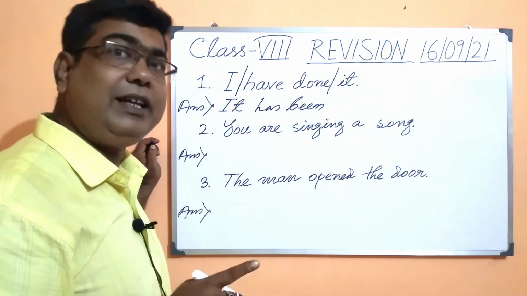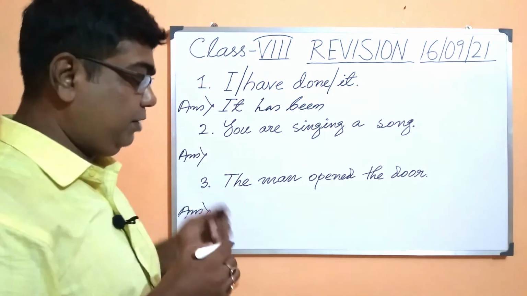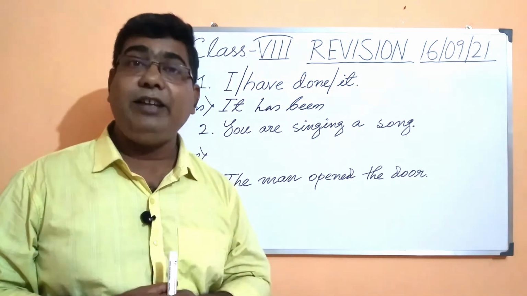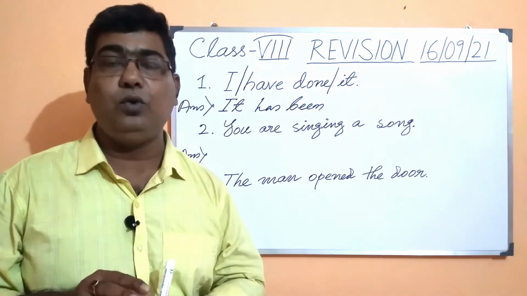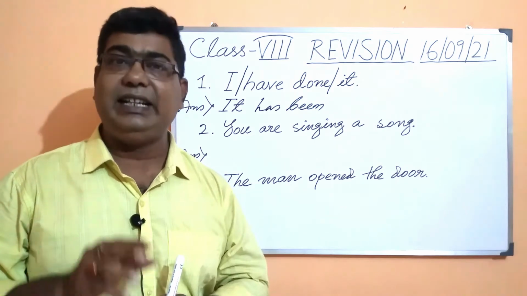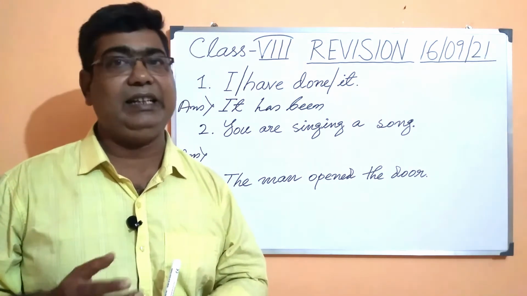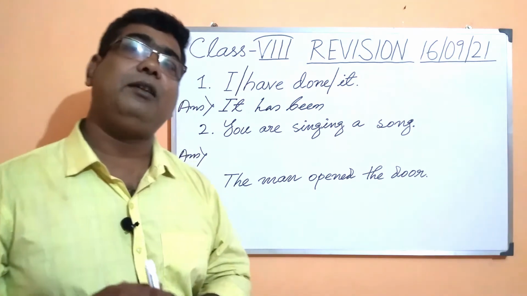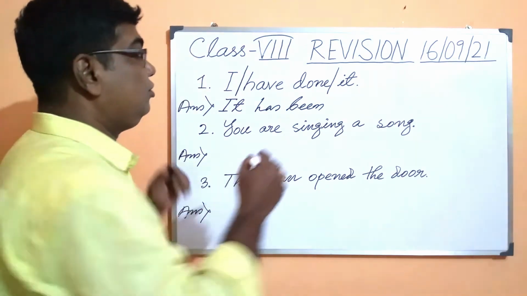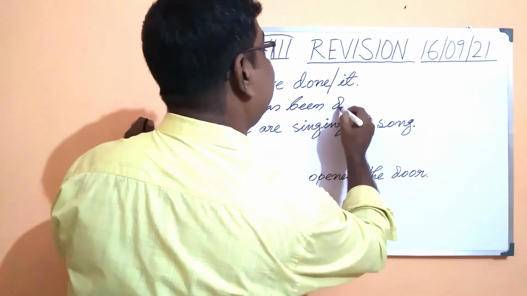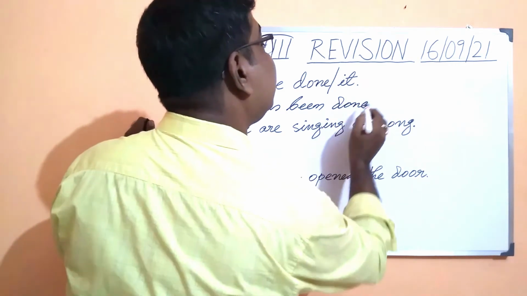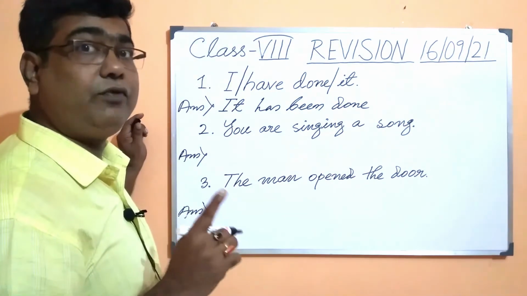Now it is already given in the third form because we all know the three forms of the verb do are do, did and done. Therefore, done is already in the third form or in the past participle form. So let us place done. And finally what will happen?